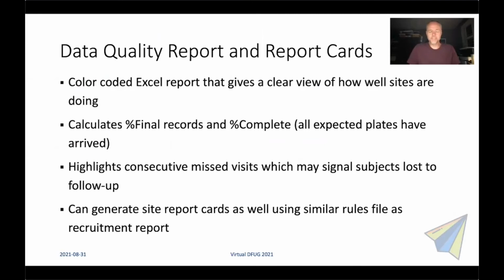But if you have a visit and you're expecting 5 records and the site has sent you 1, and that record has been stored as final state, then it has 100% final status, because 1 over 1 is 100%. But we were expecting 5 records and we only got 1. So really we're only 20% complete. This gives you an idea of how your sites are doing in that way.